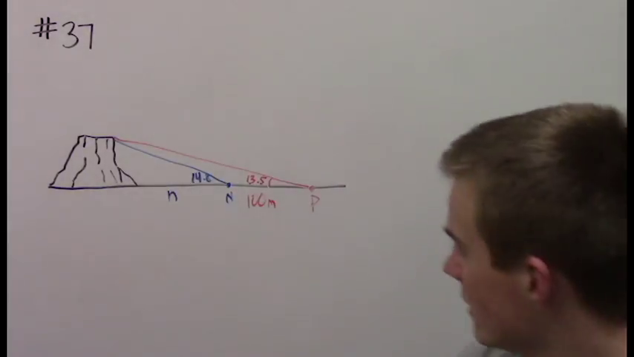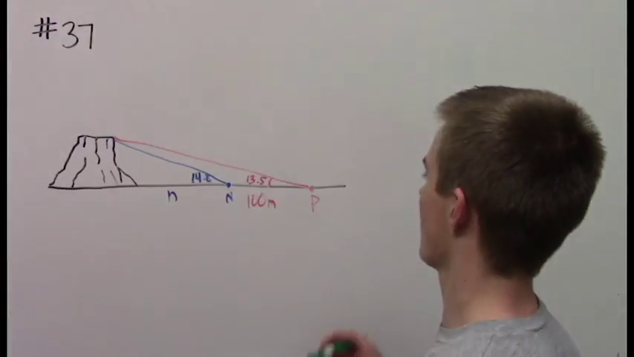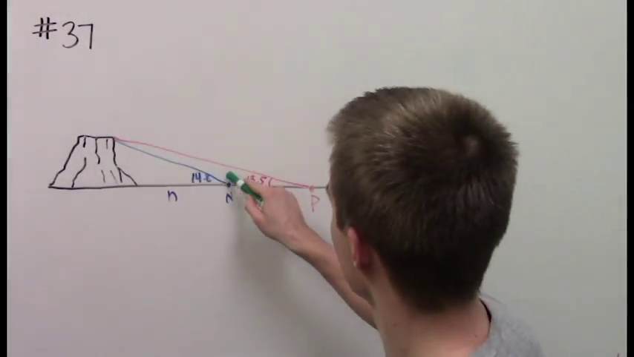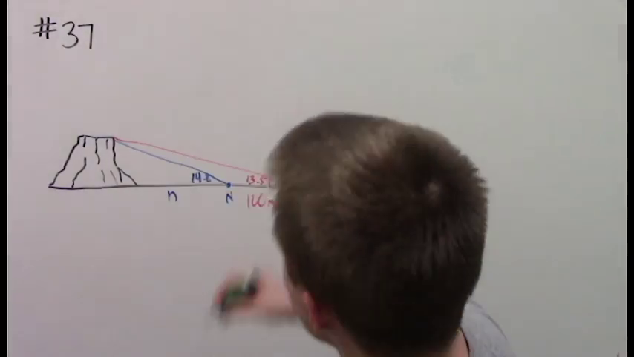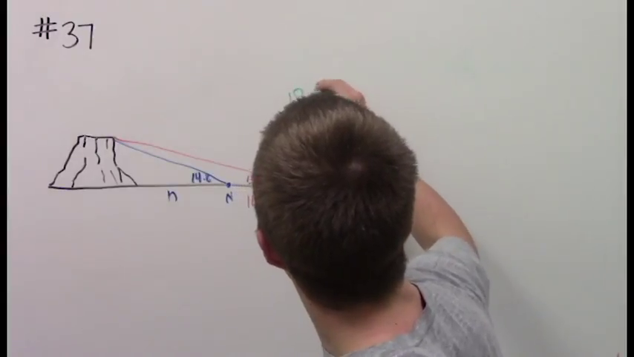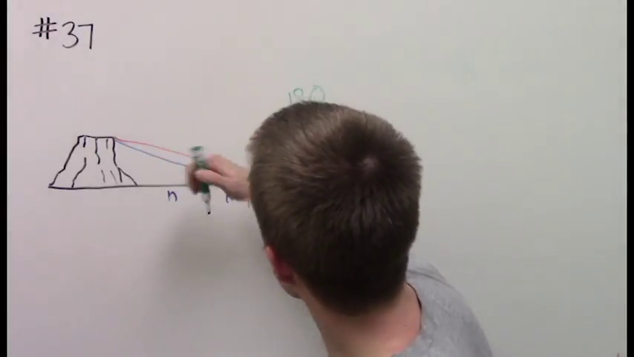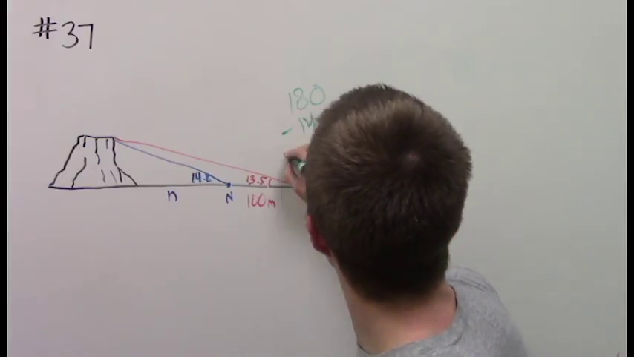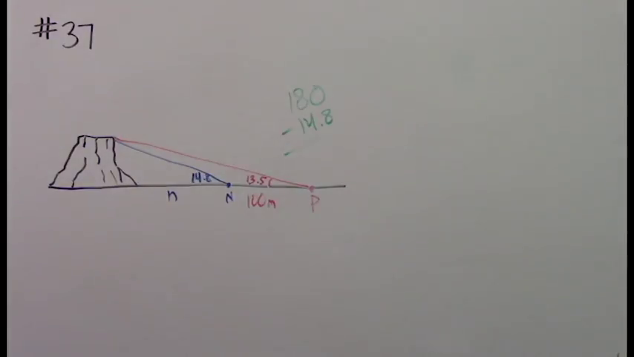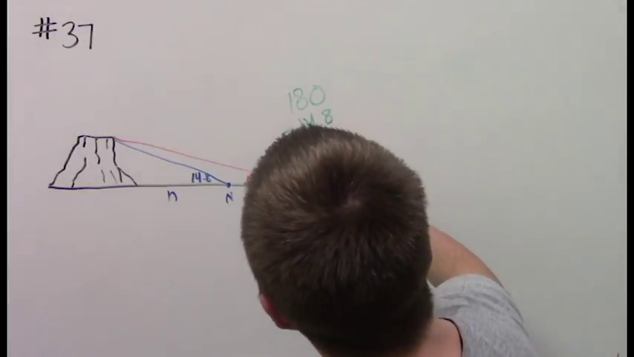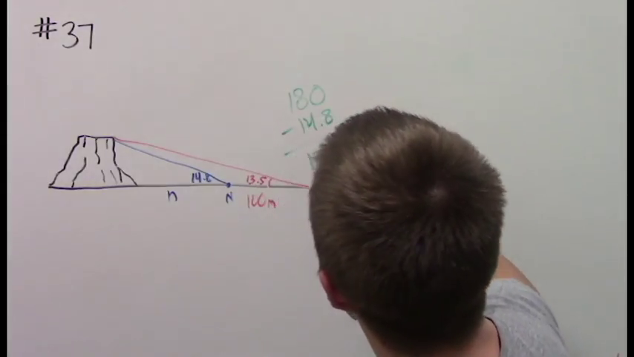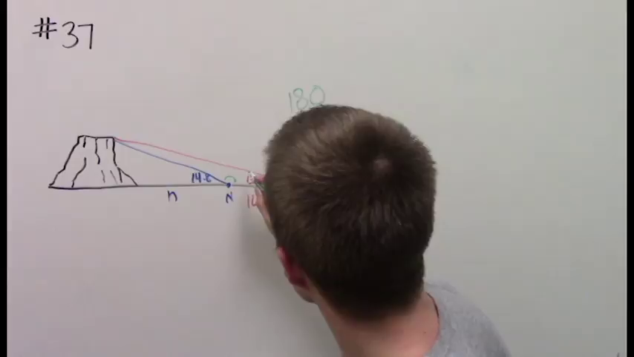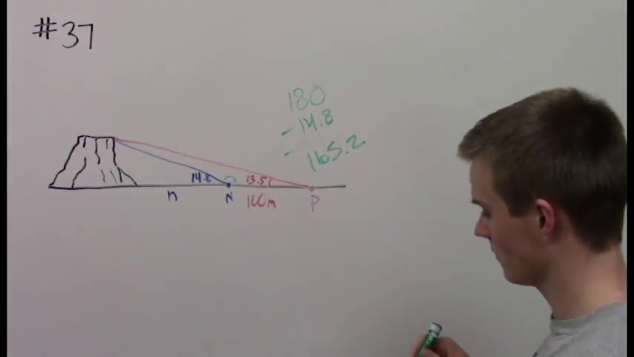So the first thing I did was I thought, what angles do I need to know? And I knew I wanted to know that angle. So I just did 180, because this is 180 degrees, minus that 14.8. And that gave me 165.2. So I know that this angle right here is 165.2.